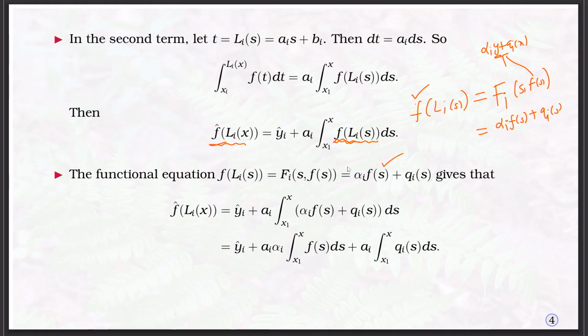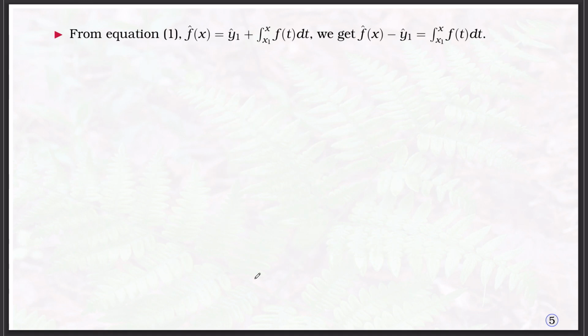Now, instead of this term you can apply here, then it gives yi cap plus ai, because while taking the derivative we get the constant ai, times the integral from x1 to x of alpha i f of s plus q i of s. Now here you can split the integral, not the summation: ai alpha i times the integral from x1 to x of f of s ds plus ai times the integral from x1 to x of q i of s ds.